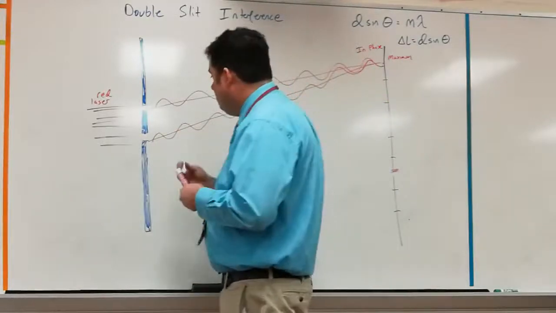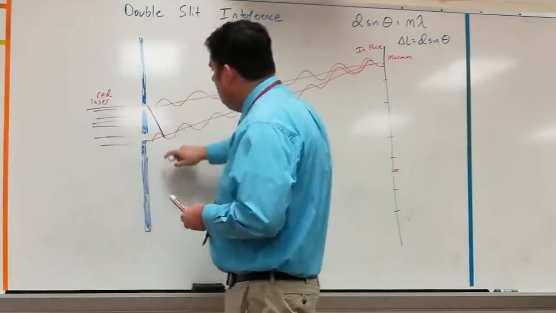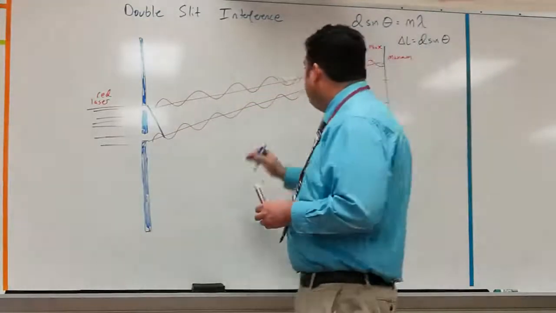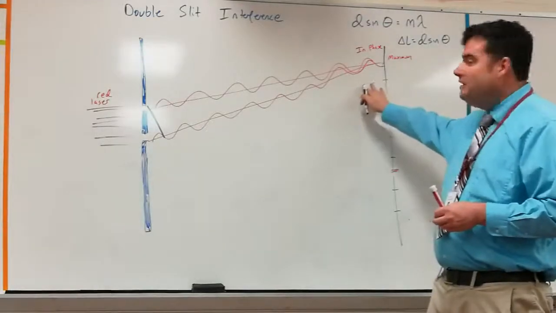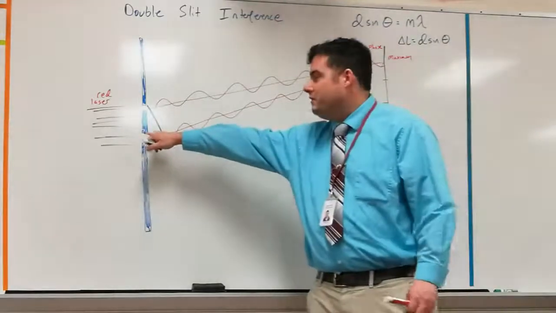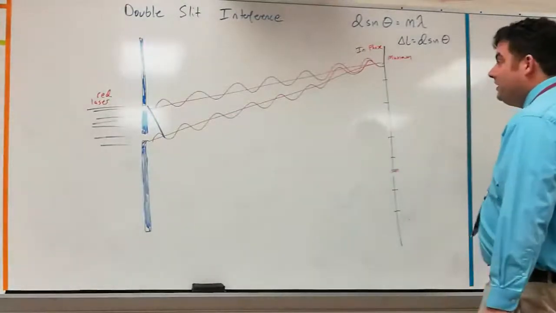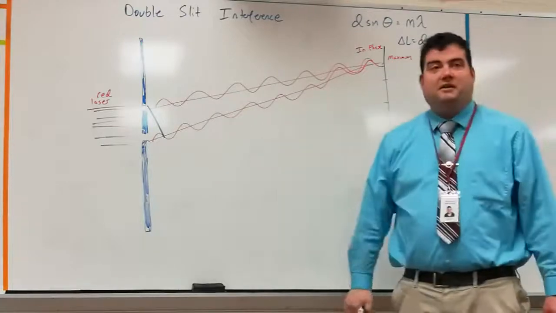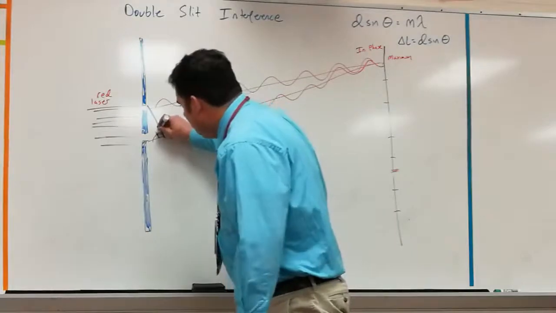What's the path length difference between how much farther the bottom wave had to go than the top one? Well, this is kind of an exaggeration here. In reality, this is so much farther away. Remember, these were only 1/4 millimeter apart, and I shot it all the way across the classroom. We could basically say that these two rays were parallel. And if they were parallel, we could say that this is approximately a right angle.